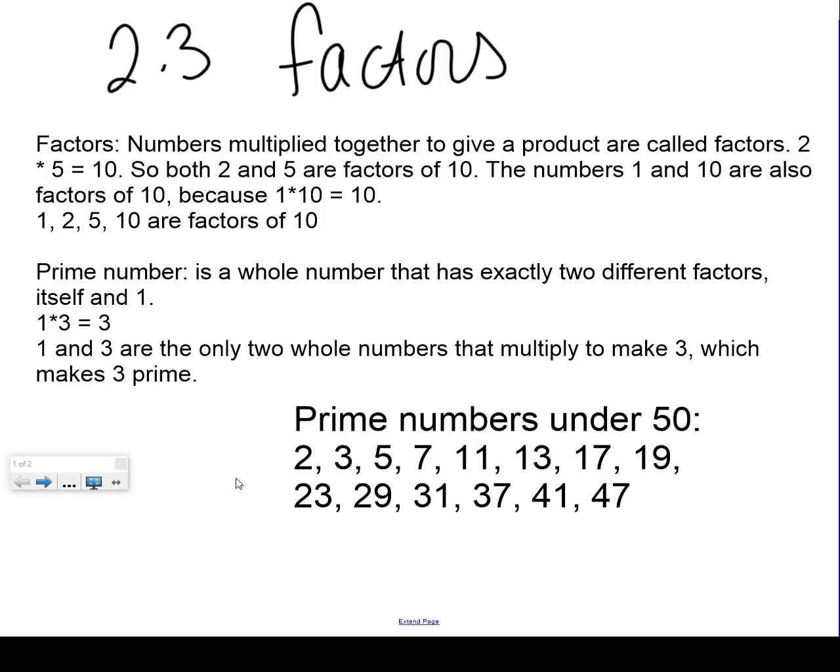These guys are not friendly. They only have 1 times itself to be able to multiply to give you one of the numbers that are listed. So they don't have any other factors besides 1 and itself. They're the number that they are. So 23 is 1 times 23. Those are the only 2 factors of 23.